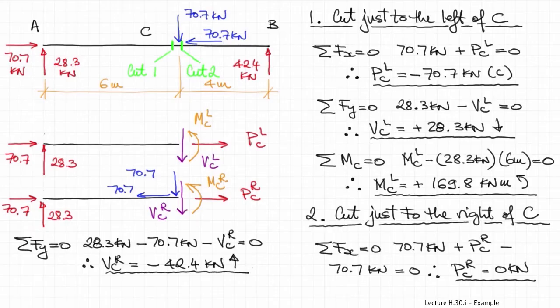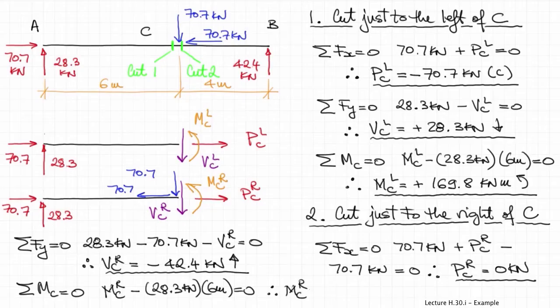So that indicates a discontinuity in the shear force that must be equal in total to the magnitude of the applied force, 70.7 kilonewtons. And finally, summing the moments at the cut location will solve us for the moment at point C on the right side of the applied force, plus 169.8 kilonewton meters, rotating counterclockwise on the left-hand side of the free body diagram.